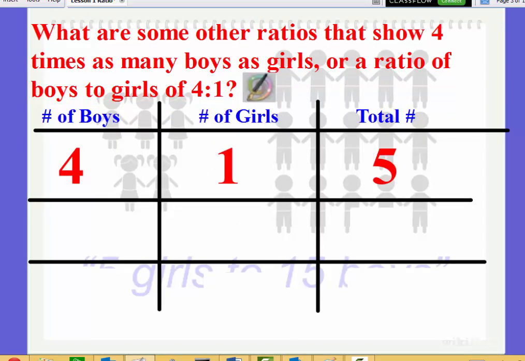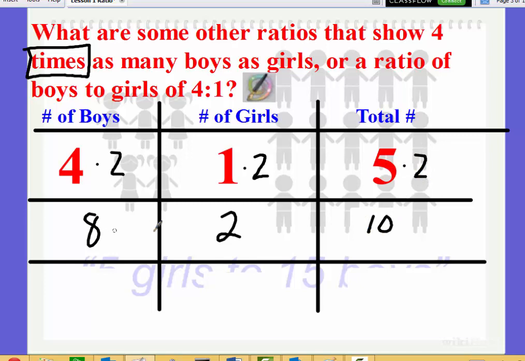So now we're going to take it another step further. What are some of the ratios that show 4 times as many boys as girls? A ratio of boys to girls of 4 to 1. Well, this word times means I'm going to multiply. So let's just check. What if I multiply 4 by 2? And remembering my equations, whatever I do to the left, I have to do to the right. I would get 8 and 2, and this would become 10 with that 8 plus 2.